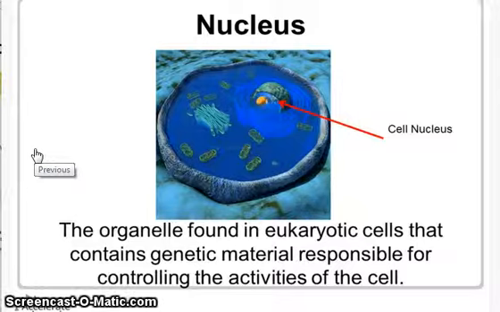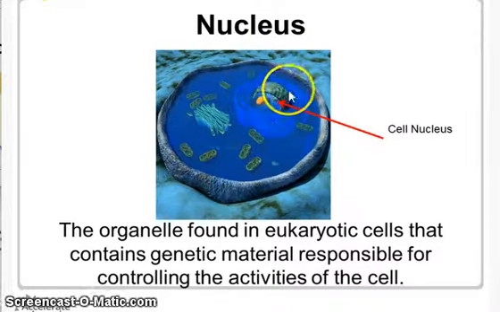Their definition is the organelle found in eukaryotic cells that contains genetic material responsible for controlling the activities of the cell. And right here they have the cell nucleus.